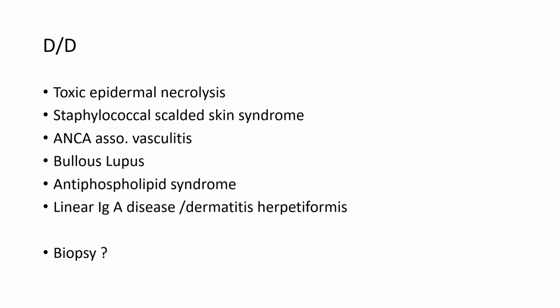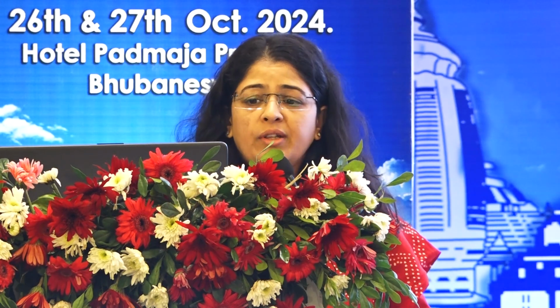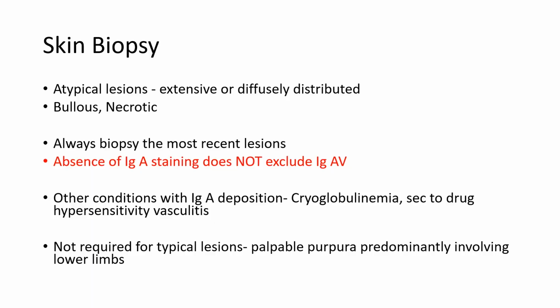Of course, when we are looking at such severe rashes, we need to rule out other differentials as we just saw in the previous talk, and therefore skin biopsy becomes mandatory. Atypical rashes are a definite indication to do a skin biopsy. What are we looking for in the skin biopsy? Leukocytoclastic vasculitis changes with the presence of IgA deposits. In about 80 to 90% of patients, we will see the presence of IgA deposits, but the absence of IgA staining will not exclude our clinical diagnosis of IgA vasculitis.